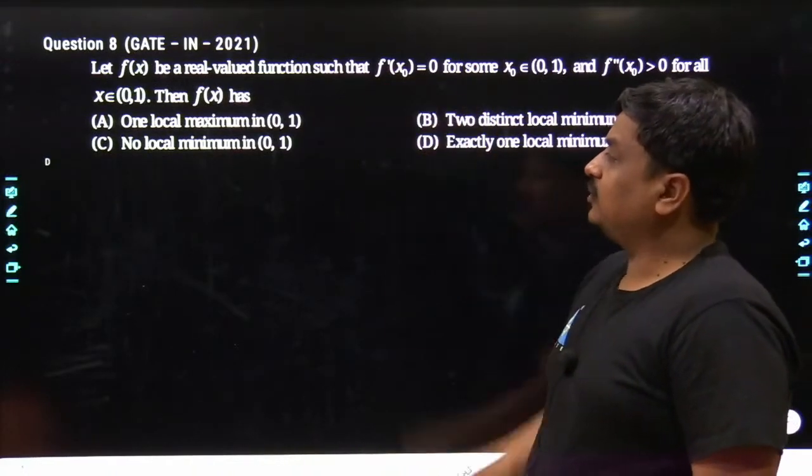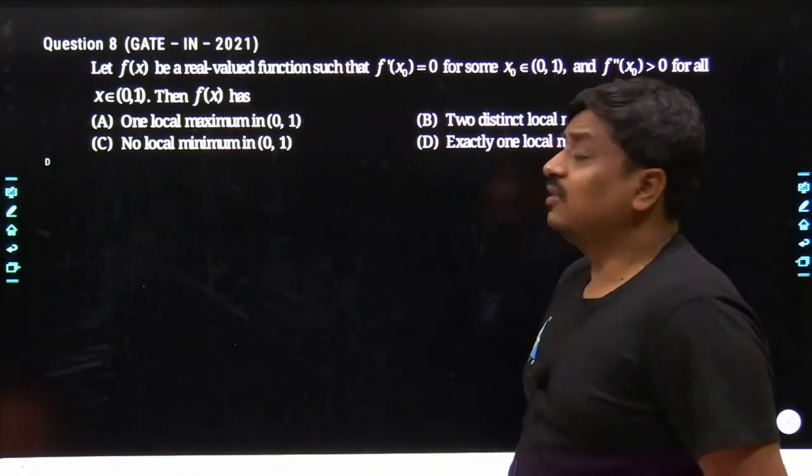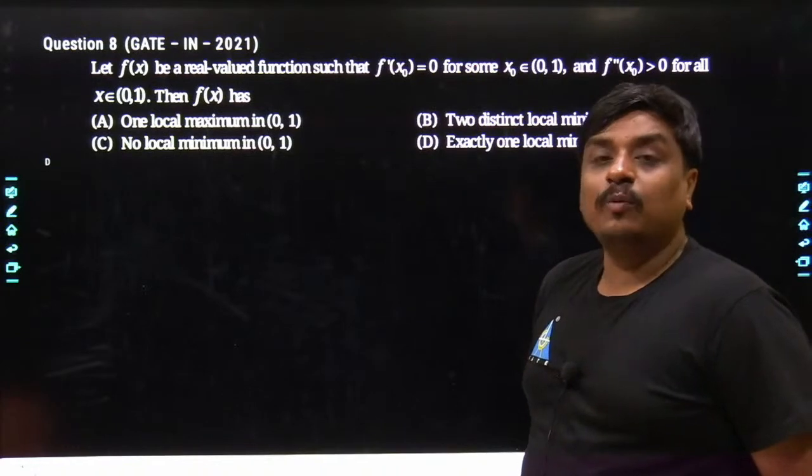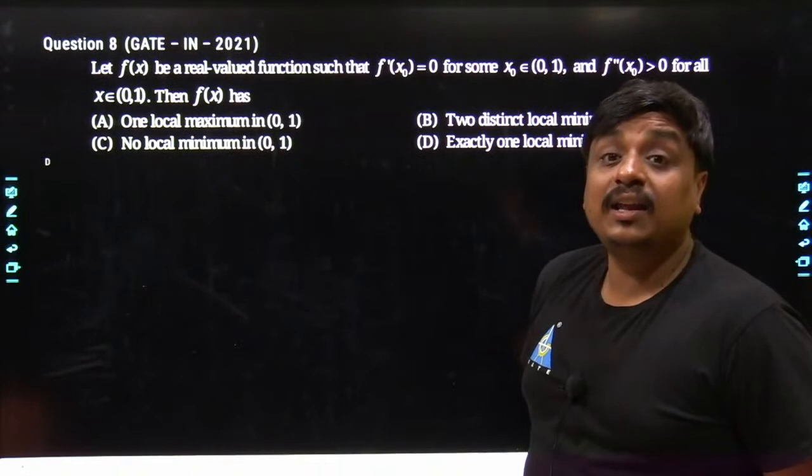Let f of x be a real valued function such that... what does it mean by f of x being a real valued function? That means for all possible values of x, f of x would always result in a real value.